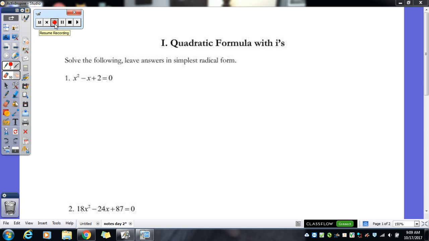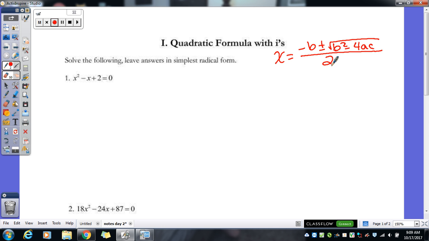So what we're working with is our i's still, but we're solving quadratics that are going to lead to i answers. So we're starting first with our quadratic formula. Let's write that over here up on the side. x equals negative b plus or minus square root of b squared minus 4ac all over 2a. So we're going to practice using that first.